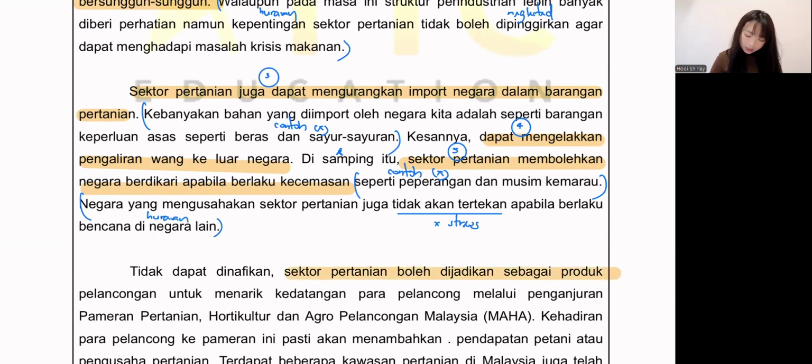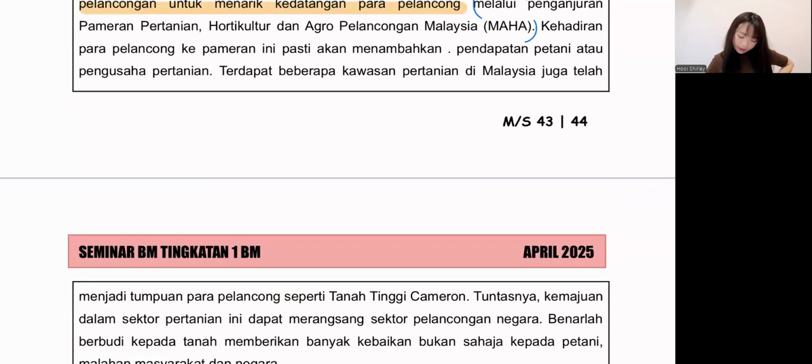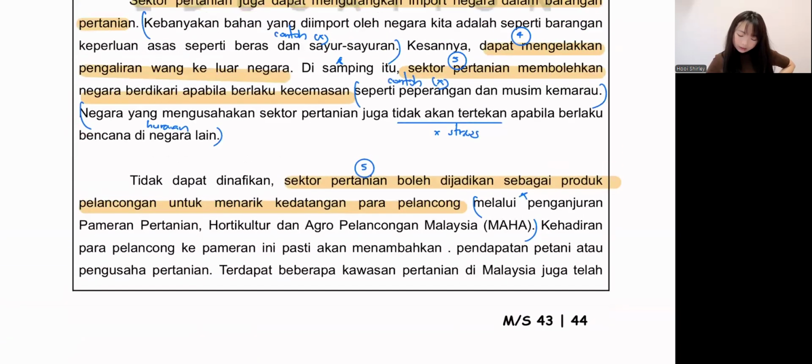Sektor pertanian dijadikan sebagai produk pelancongan untuk menarik kedatangan para pelancong. Okay, melalui penganjuran pameran. This is the contoh. We do not need contoh. Okay. And then everything here, the rest it will be the further explanation. Why is it a further explanation?